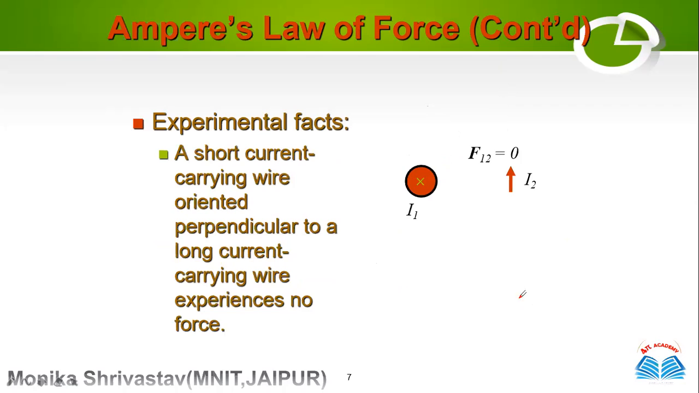Now, if a short current carrying wire is oriented perpendicular to a long current carrying wire, this is a current carrying wire having current I1, and this is another current carrying wire having current I2. One wire is in this plane, and the other is in this plane, like these two are perpendicular to each other. Then what will happen? The force between them will be zero in this situation. So these small things you will have to remember, so that you can solve many questions from the GAT paper and from the BRC paper. These questions are mostly asked.